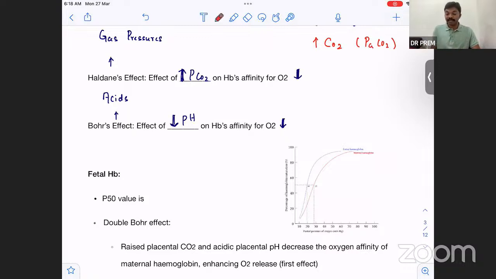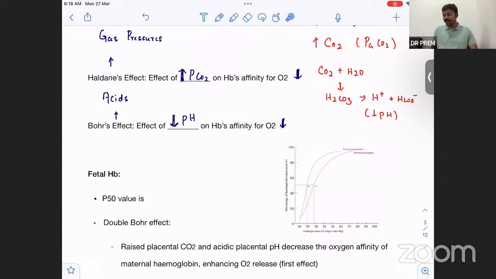On the other hand, the excess carbon dioxide is going to combine with water, and this combination forms carbonic acid, and this carbonic acid splits into hydrogen and bicarbonate. In the presence of more hydrogen, there is going to be a drop in pH, and this drop in pH is going to influence the affinity of hemoglobin towards oxygen, and this condition is Bohr's effect.